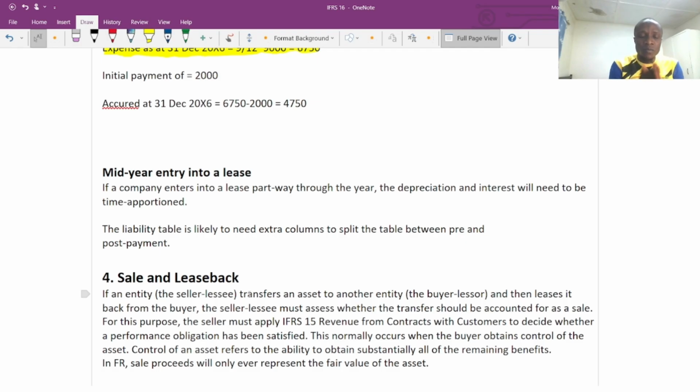Simple. So basically for this session today, this is what we are going to cover. In our next session, we are going to look at the sale and leaseback transaction. This will be the final session, the sale and leaseback. Then we are going to complete IFRS 16.